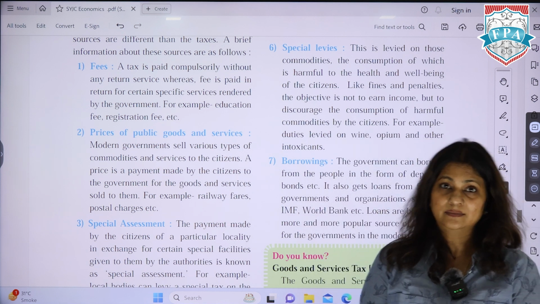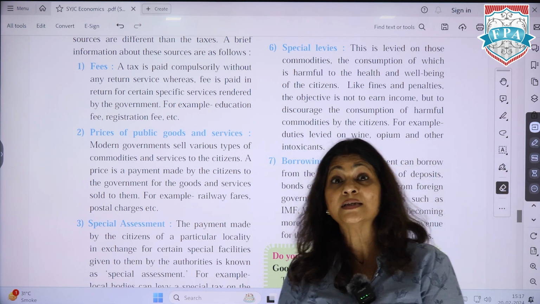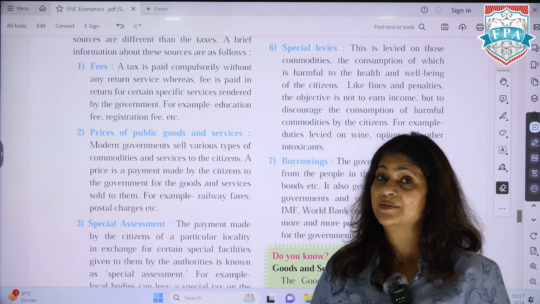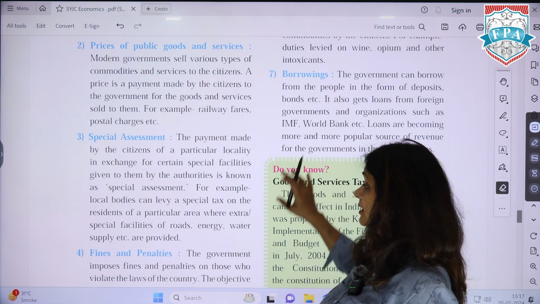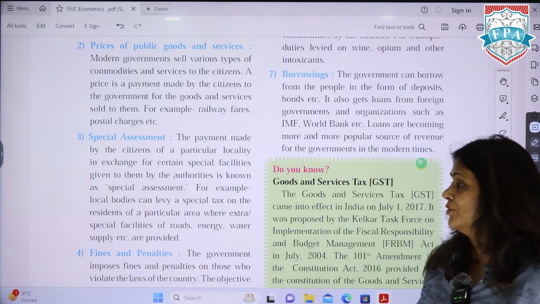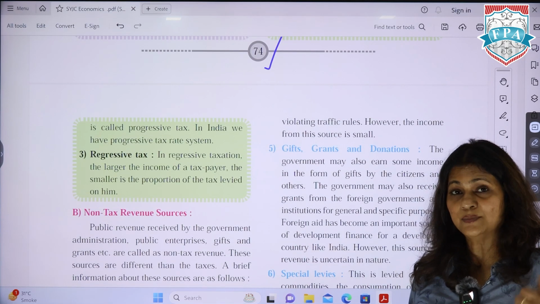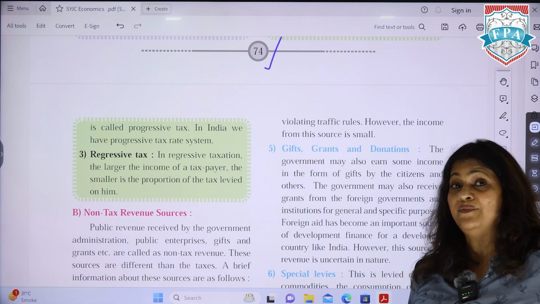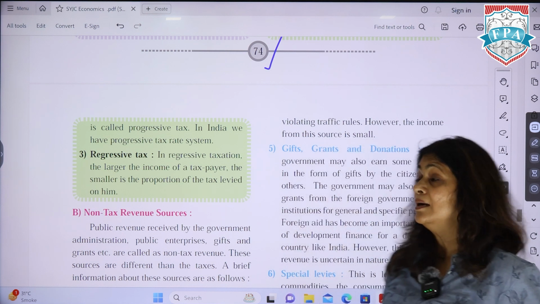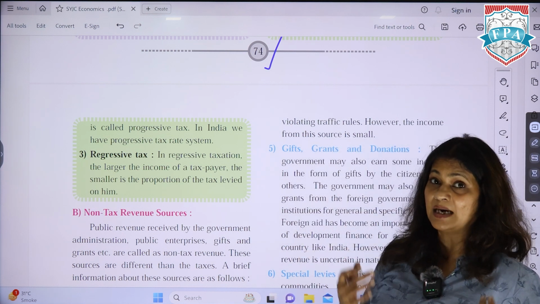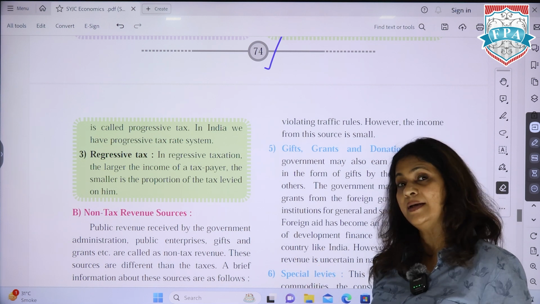Fees, all of us understand, right? For any kind of services which the government provides, you pay fees for it. Do ho gaye. Third is for any kind of goods and services which the government is selling. Okay, that's the way the government generates revenue. Then any kind of fines and penalties. When you break any law, you are being fined by the government. That is also a source of income. So fines and penalties ho gaye, fees ho gaya, sale of public goods and services ho gaye, borrowings ho gaye, gifts and grants ho gaye, which the government receives from any kind of institution or foreign institution, right?